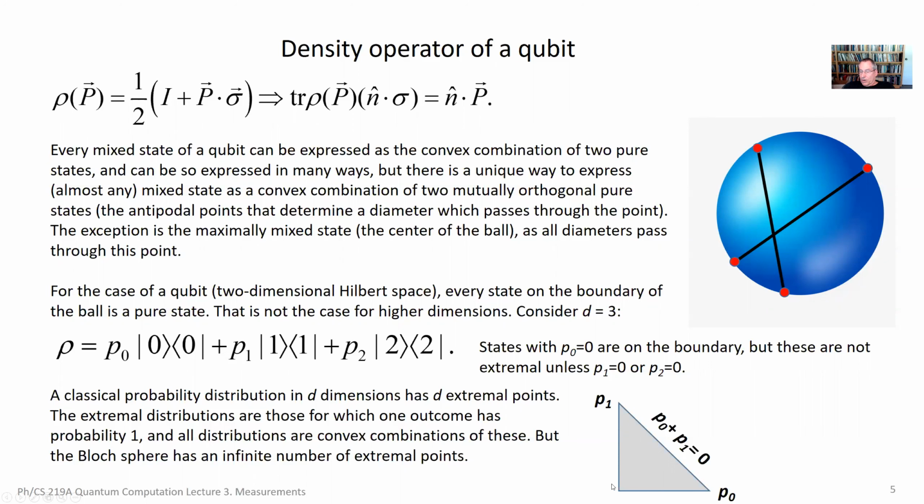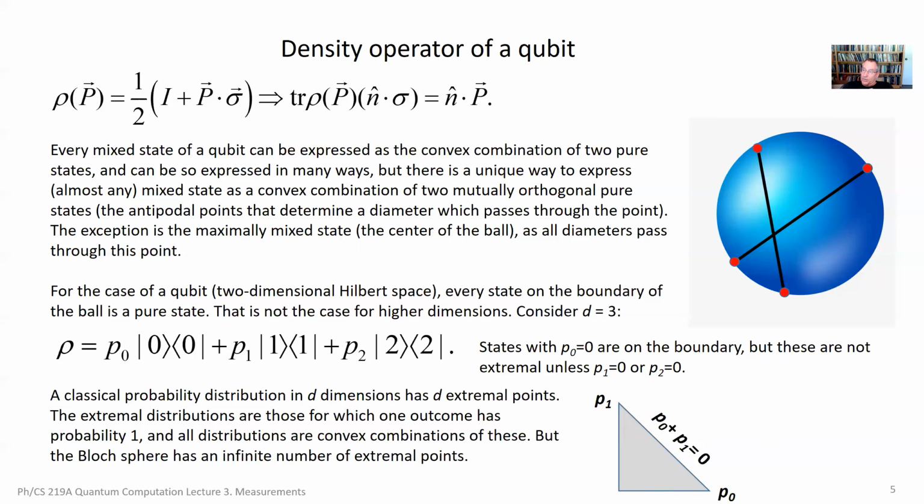If both P0 and P1 are equal to 0, then that means P2 is equal to 1. So that is one of the extremal points where one of the outcomes, in that case the outcome 2, has probability 1. Up here, when P1 is equal to 1, then of course P2 and P0 have to be equal to 0. So that's another extremal point where the outcome 1 occurs with probability 1. And then there's a third extremal point here, where P0 is equal to 1, which means both P1 and P2 have to be equal to 0.